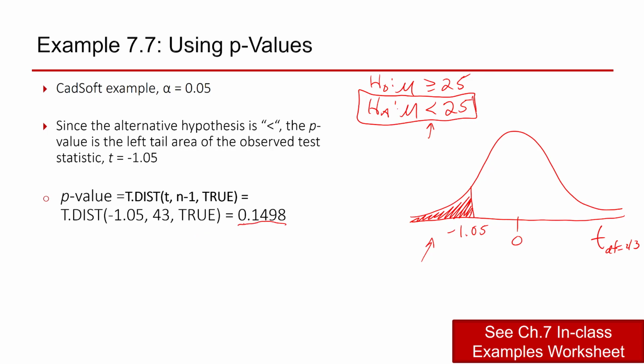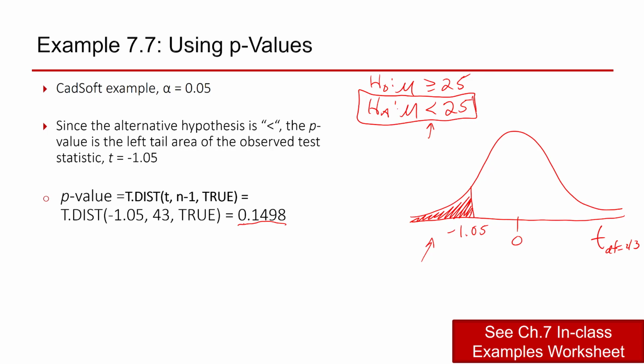So what does that mean? Well, that means that about 15% of the time, you're going to see a test statistic that extreme even if the null hypothesis were true. That means that 15% of the time, if you were to get many, many samples, you would see a sample mean that much lower than 25, even if the true mean were actually 25. So what we found was a pretty common number under our null hypothesis being true, right?